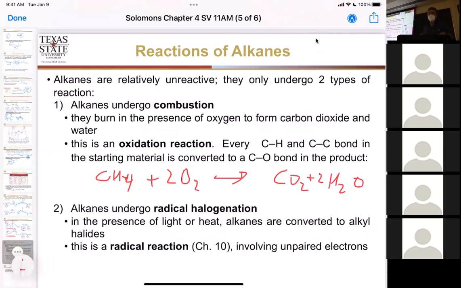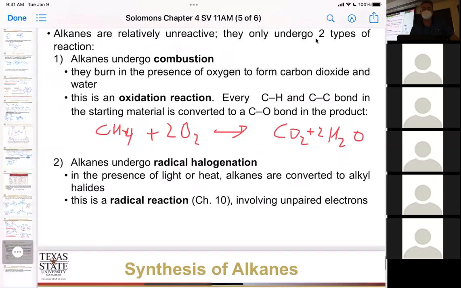Okay? So that means we're going to break every single carbon-hydrogen bond and turn them into carbon-oxygen bonds and hydrogen-oxygen bonds. And then it's done. It's CO2 and water. So we don't do much with combustion except learn about stability of things.